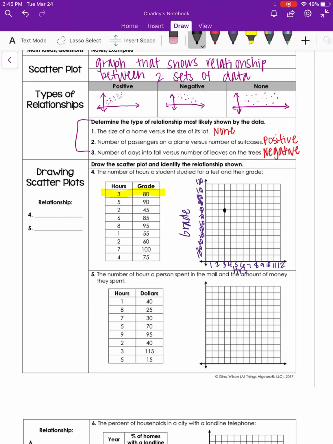The next point was 5, 90. So I'm going to go over 5 and up to 90. All right, 2, 45. This time I'm going to go over 2 and up between 40 and 50. And now you probably get the gist of what I'm doing. So I'm just going to graph these real quick, and then I'll get back with you to talk about what's going on next, okay?